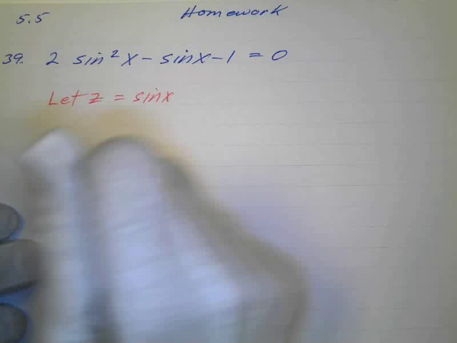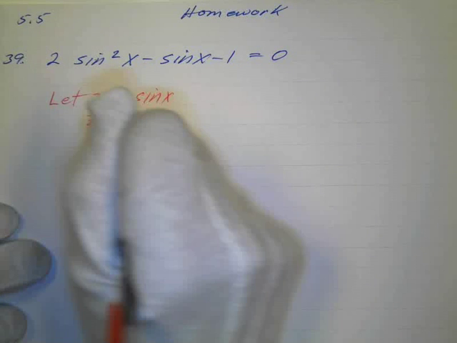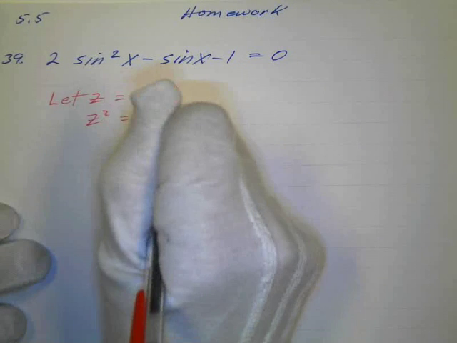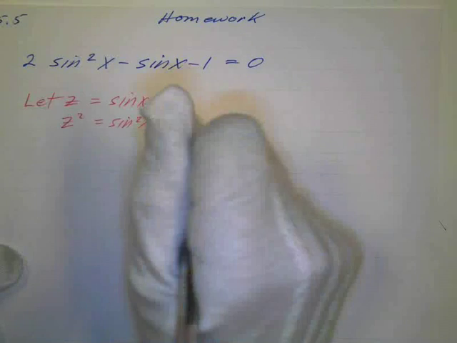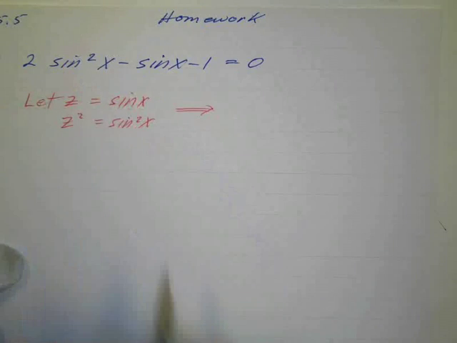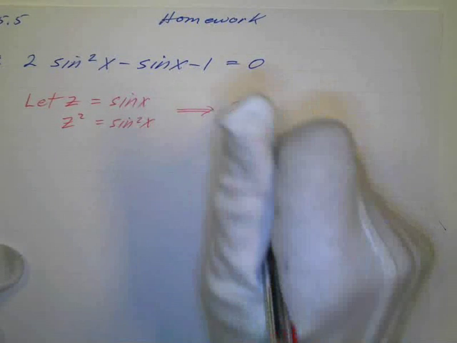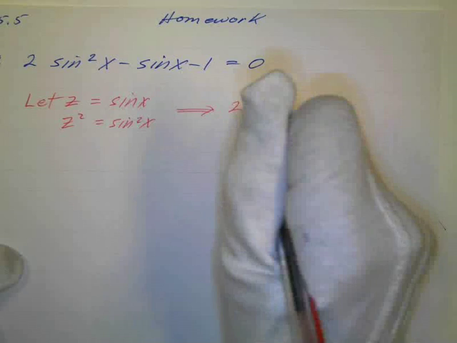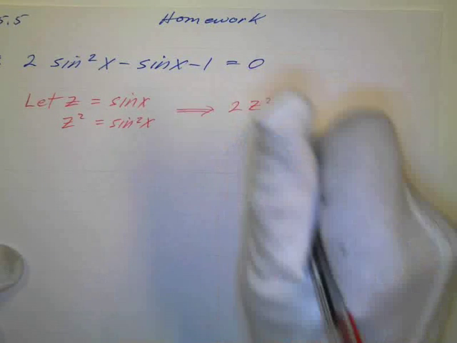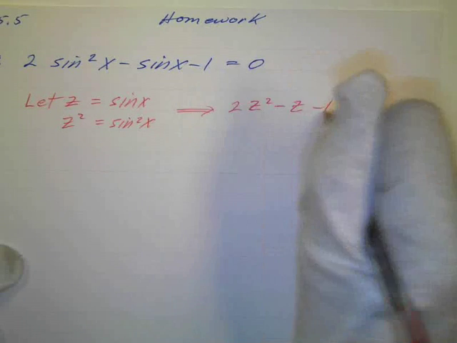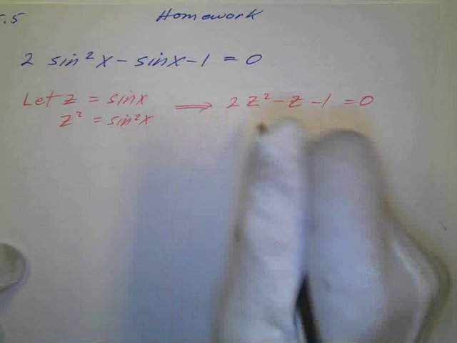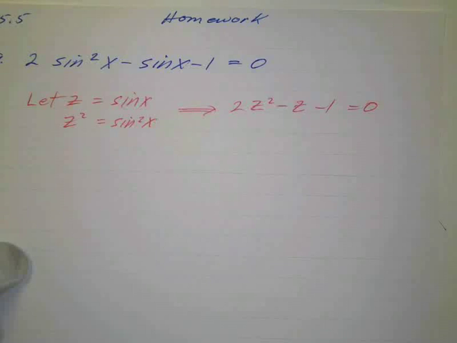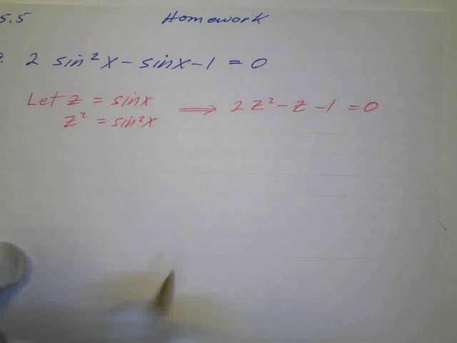All right? And therefore z squared will equal the sine squared of x. So then if I look at my equation over here, that's going to imply that the z equation will be 2, and instead of sine squared, we got z squared, minus z minus 1 equals 0. And you can see I have a nice quadratic in z. It's a quadratic equation, but it's a nice trinomial that we can solve in z.